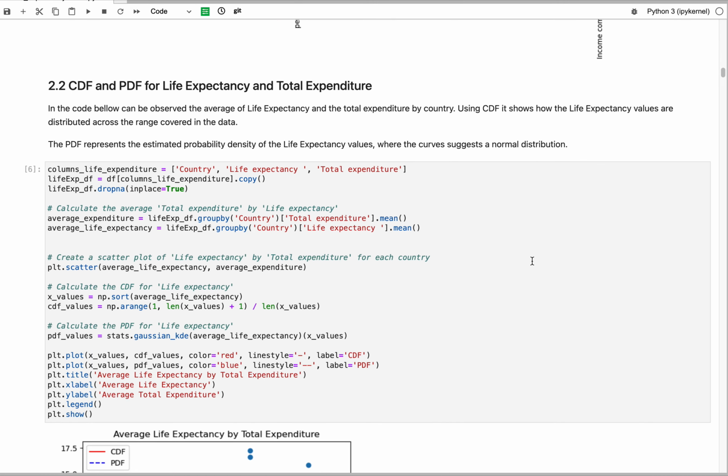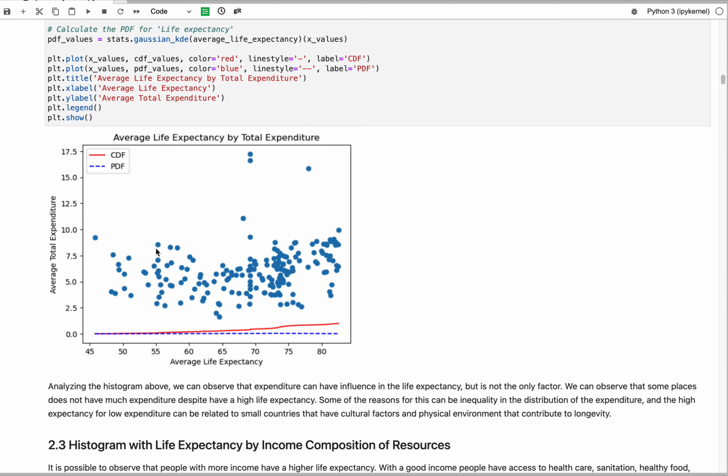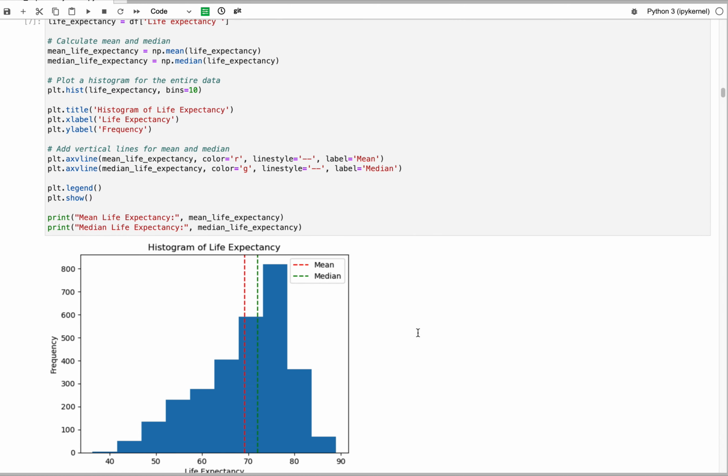CDF and PDF of life expectancy and total expenditure. You can see total expenditure has dots with a large variance, which means that it might not have a strong correlation with life expectancy, but you can see from the CDF and PDF that the data has a normal distribution.